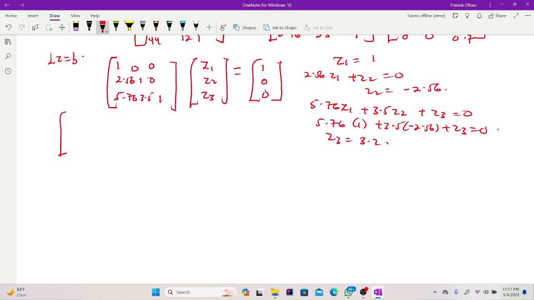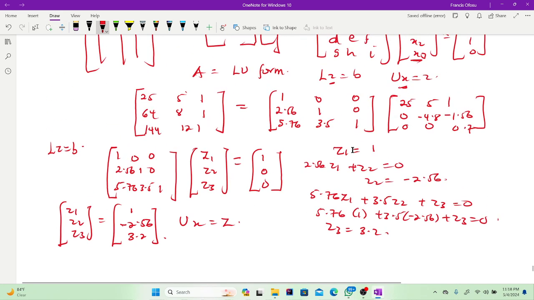So I simply have Z1, Z2, Z3 as 1, then negative 2.56, then 3.2. Okay. So once I get this, then I use Ux is equal to Z to find the X values. And the X value should be the first column of my inverse matrix. So I have the U. I'll have to carry the U. Yes. So I'll have to carry this U here to do that.